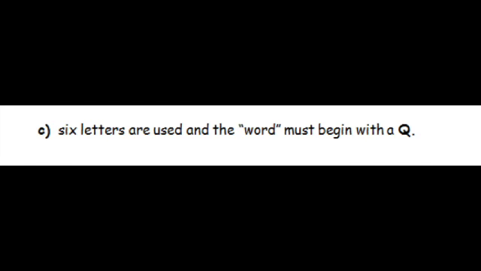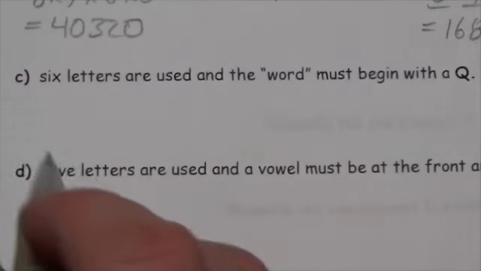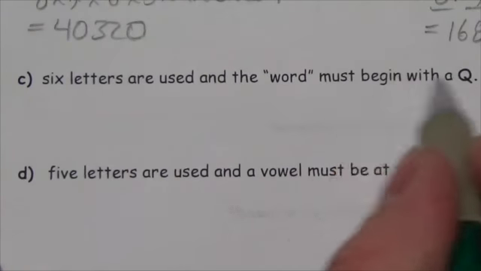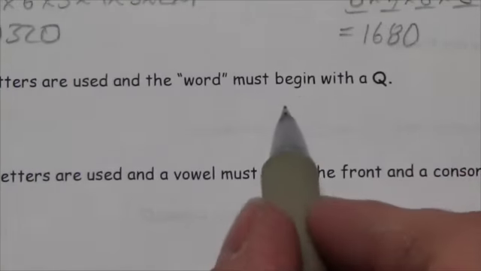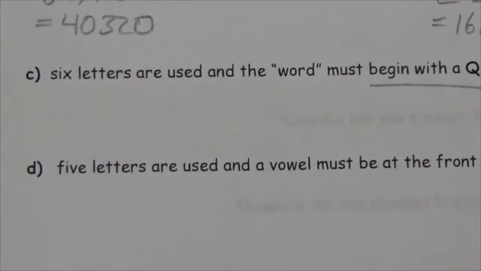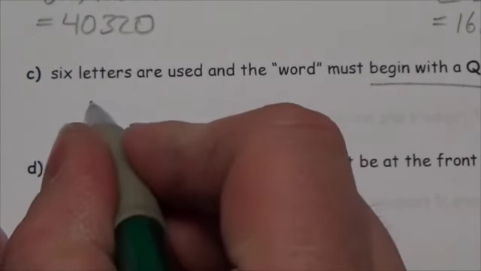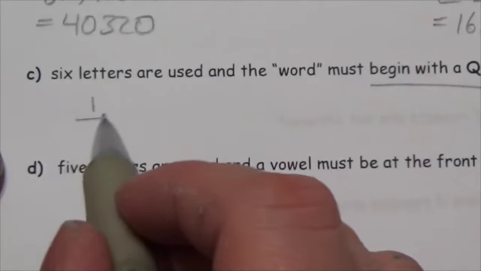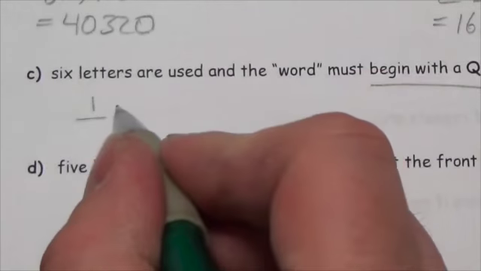6 of the letters are used, and the word must begin with a Q. Okay, now with a question like this, what we want to do first is start with the restriction. The restriction in this case being that we have to begin with a Q. Well, how many Q's do we have to choose from in the word equation? Well, there's just 1, which means the first task we have to accomplish here is getting that first letter. There's only one way to do that.